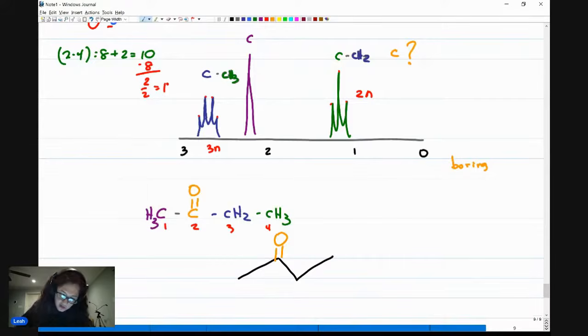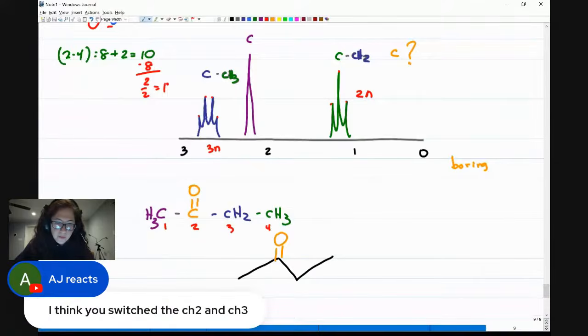I think you switched the CH3 and the CH2. Let's see. If this right here has 2 neighbors, the green is my CH3, right? 2 neighbors means that the CH3 has a CH2 neighbor. If this right here has 3 neighbors, that means the CH3 is the neighbor. This is the CH2. What did I switch? I'm not sure. Let me know if I'm missing something or if it clarified your question, because I'm not sure.